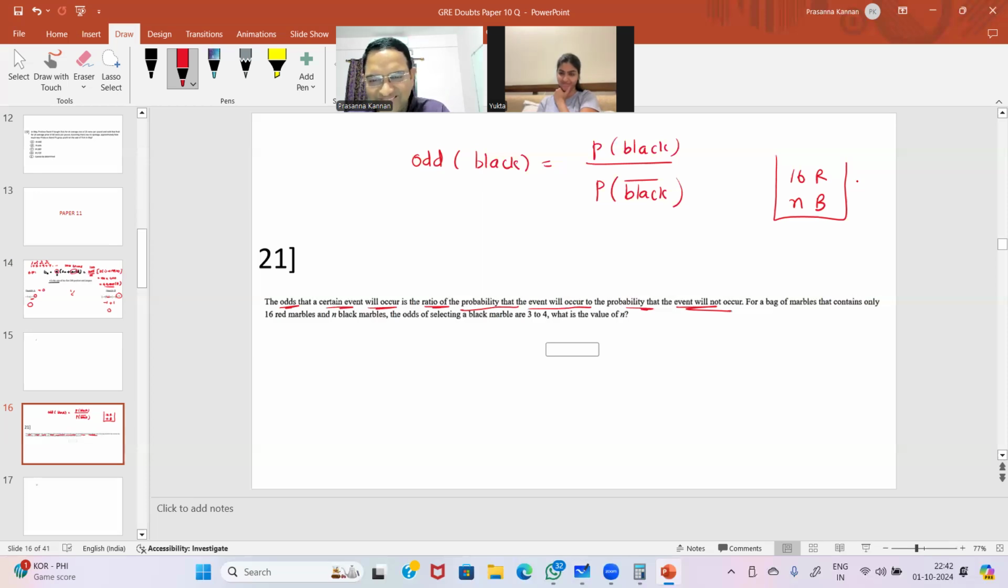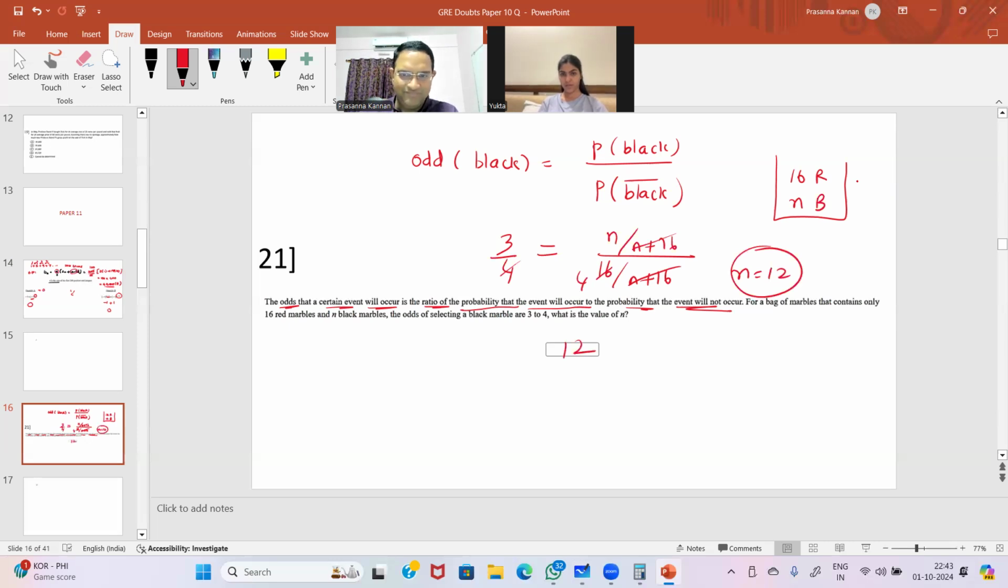So you're getting it now? That's it. So it is 16:12, right? 4:3. That's it. So probability of black marbles is going to be n upon n plus 16. Not getting a black means it's red, right? 16 by n plus 16, this gets cancelled. And this value is 3/4. Therefore, n has to be 12. So that's clear, right?